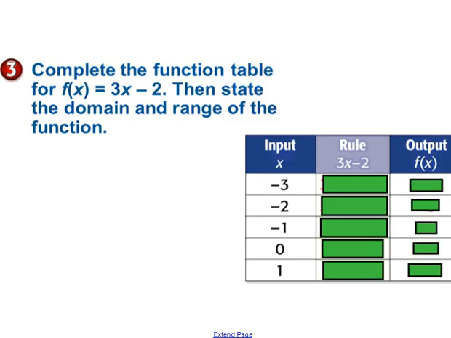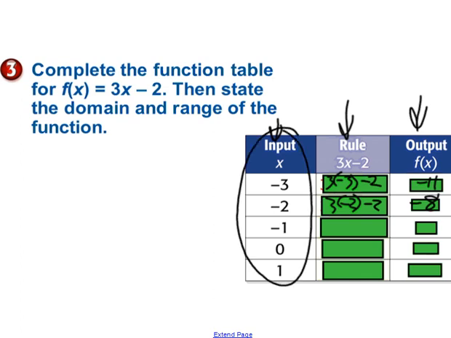Complete the function table. F of x is equal to 3x minus 2. So you can see here's my rule. Here are my inputs, and I'm going to find my outputs. So I'm going to plug each of those into the function. 3 times negative 3 minus 2. 3 times negative 3 is, of course, negative 9. Minus 2 would be a negative 11 is my output. Now I'm going to plug in negative 2, so I've got 3 times a negative 2 minus 2. 3 times a negative 2 is negative 6, minus 2 would be negative 8 is my output.